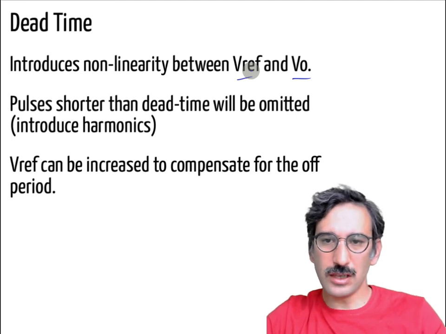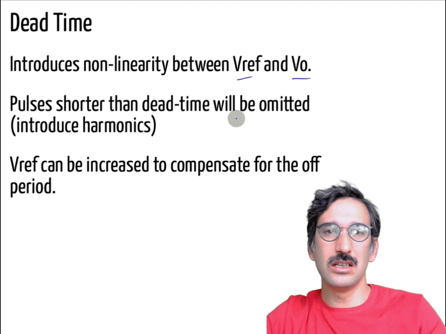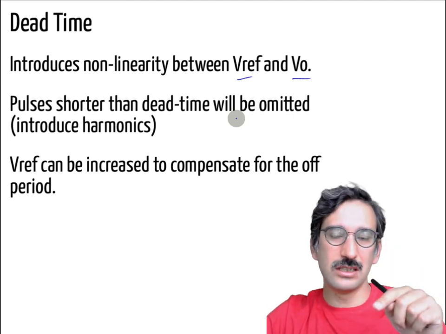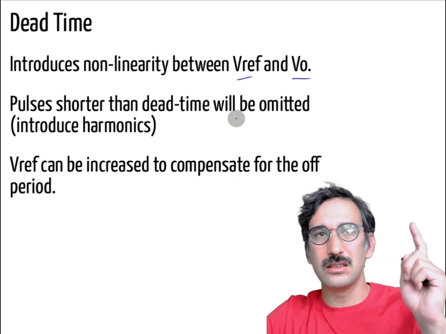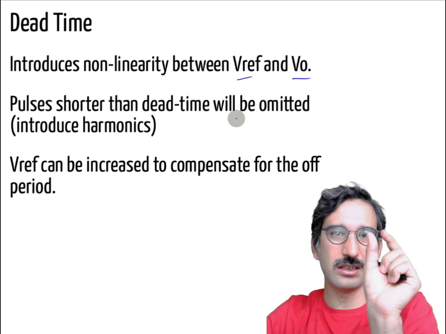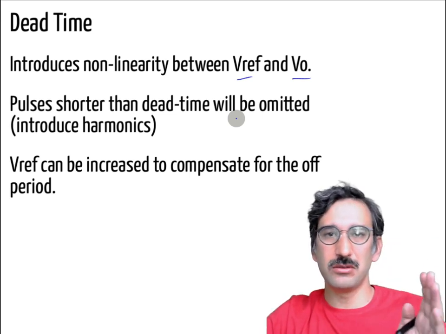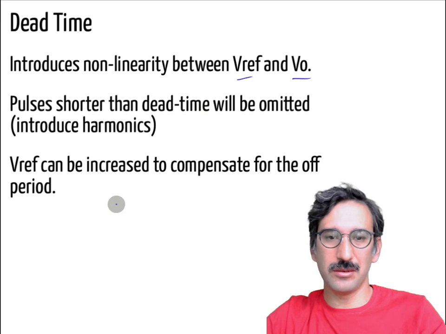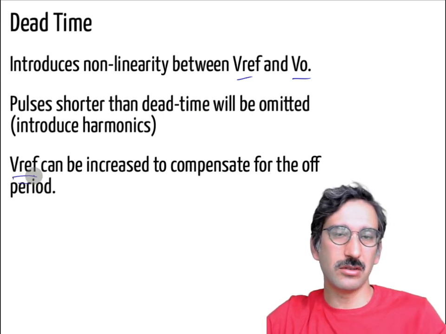Okay, so pulses shorter than the dead time can be omitted. For example, sometimes you want to generate a 1% really sharp turn on and off period, but if that specific PWM pulse is shorter than your dead time, then you can omit those things, and that will also create some harmonics, as we will see in the coming weeks.